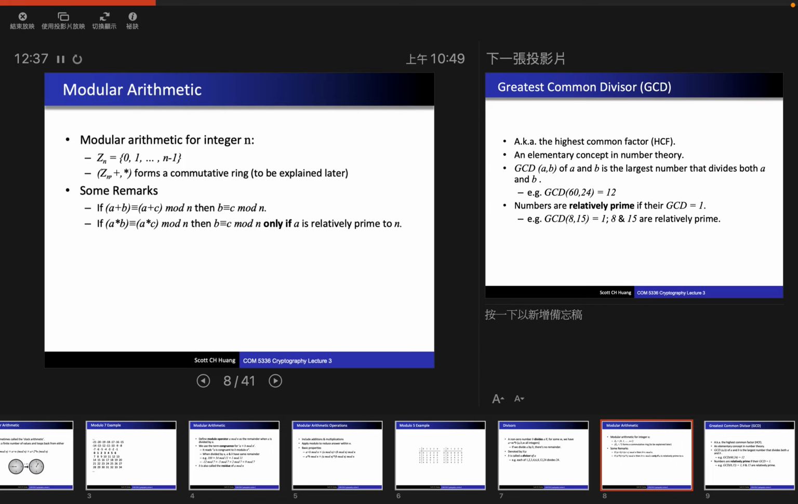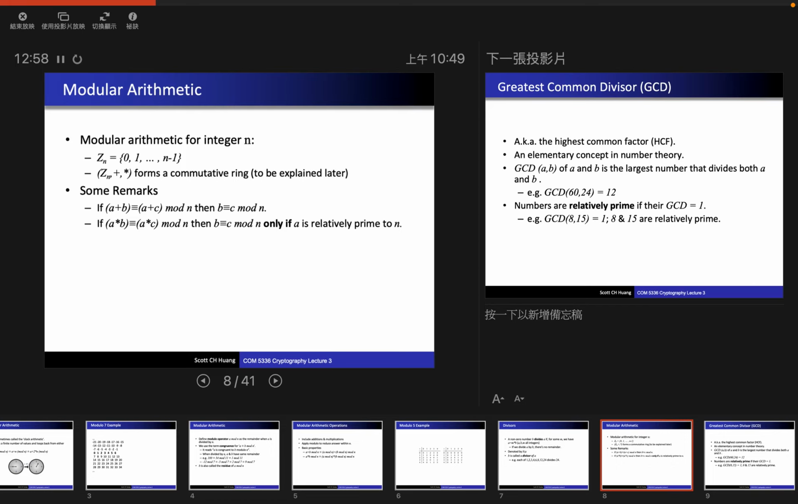Zn is defined as the set of integers from 0 to n minus 1. And then we consider three operations: addition, subtraction, and multiplication. Okay. So we have addition and subtraction. These two are coupled because subtraction is the inverse operation of addition.